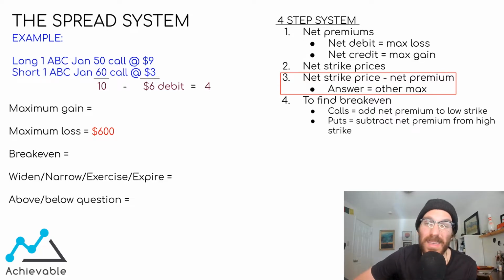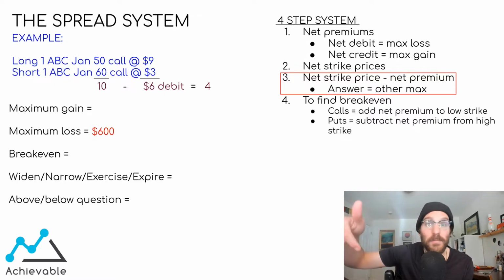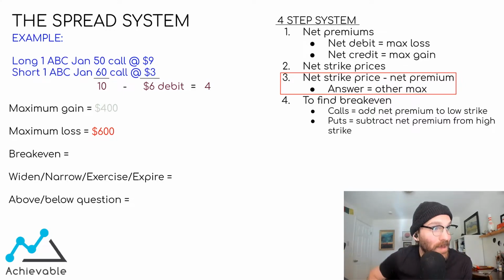Now, whatever we get here will answer whatever the other max is, meaning we figured out max loss was step 1. Well, guess what? We're figuring out the maximum gain in step 3. And that would be vice versa if we found the maximum gain up front. Step 3 would tell us what the maximum loss is. So bottom line, the maximum gain for us here is $400.